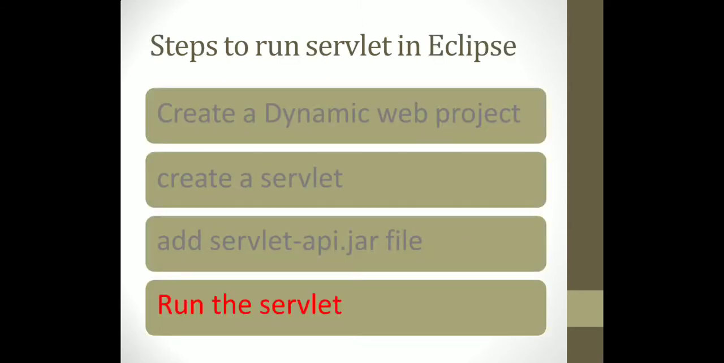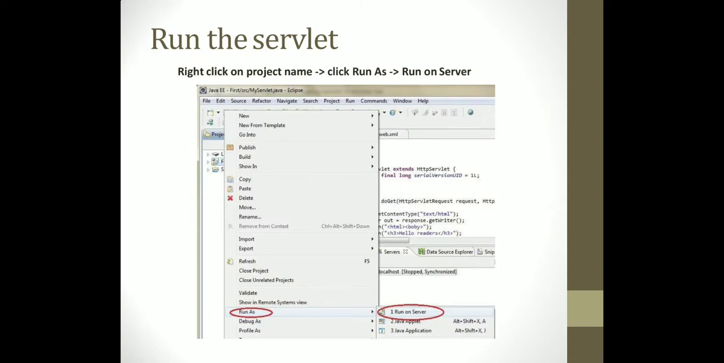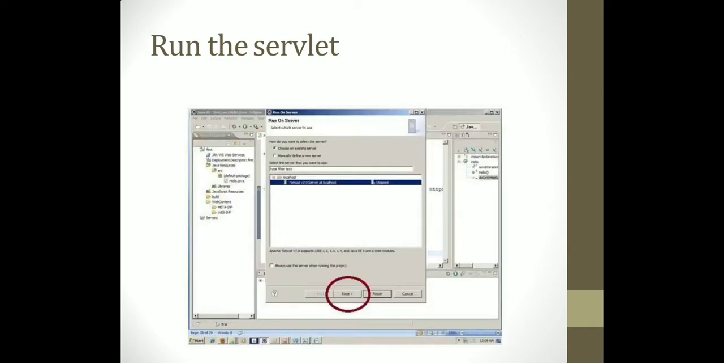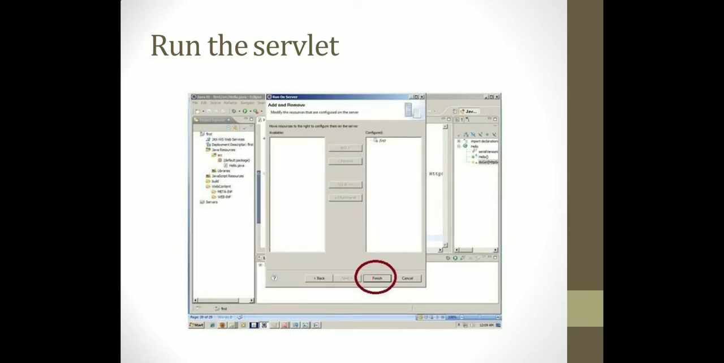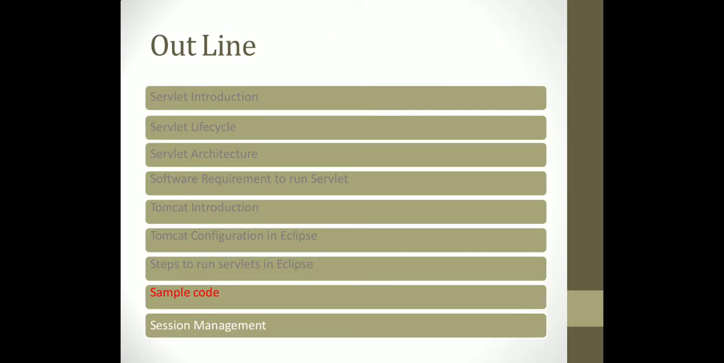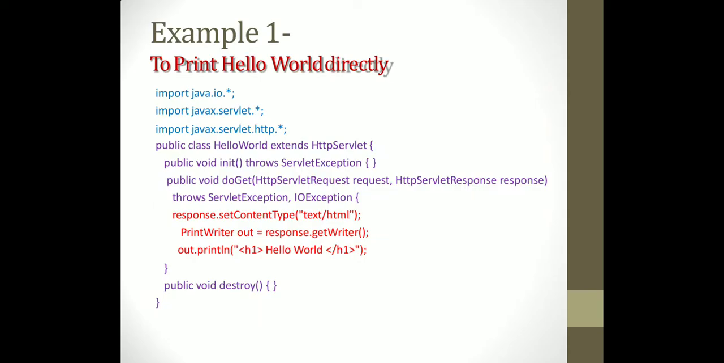And the final step is running the servlet. For running the servlet, just right click on your project name and click Run As, and then run it on the server so that it can be executed. After that, next and finish, and you are good to go with the code. Now we have seen the sample code as well, for printing hello world.